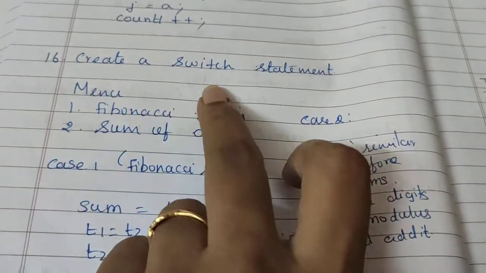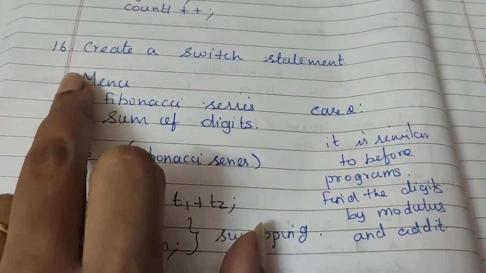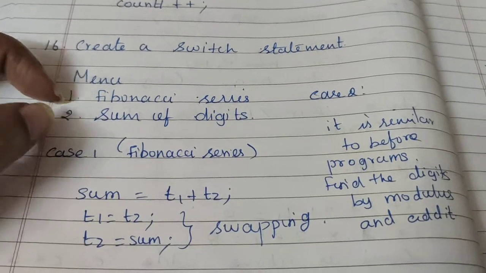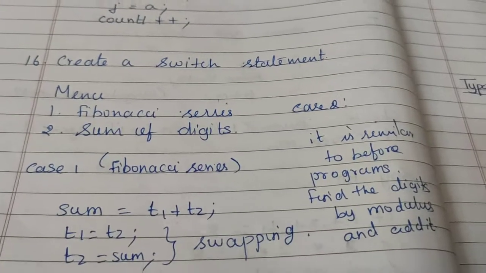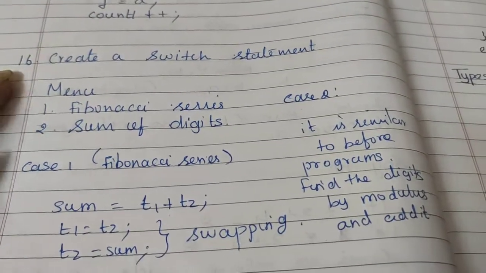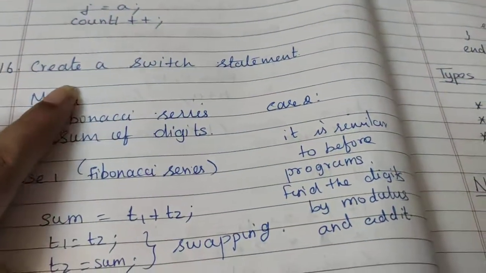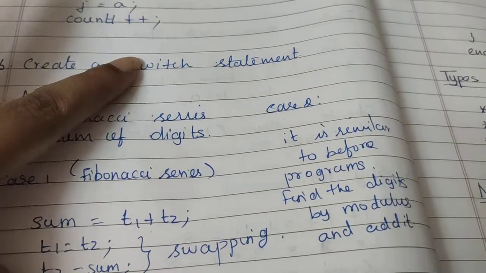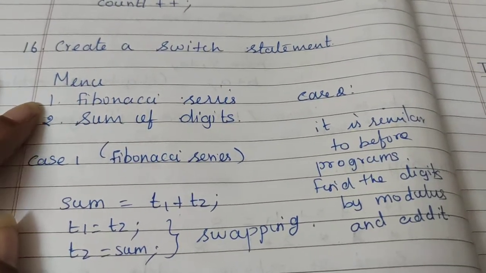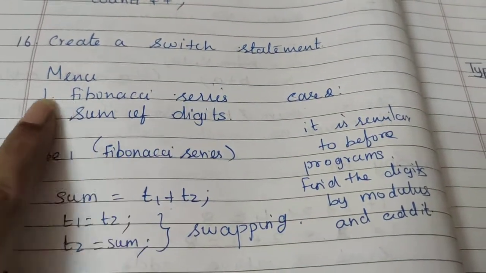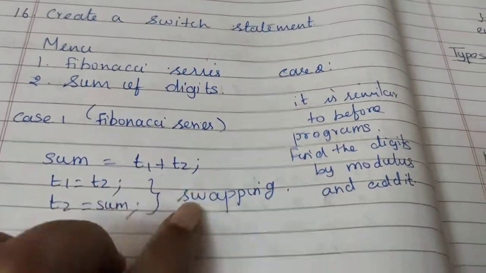That's all. Then create a switch statement. Here you are going to create a switch statement. They have asked you to display the menu, and from this you are going to calculate the Fibonacci series and the sum of digits. So the first thing is you have to display this, and for this you use the switch case statements, because when a menu is given you have to use the switch case only. So if the user enters value 1, that is for the Fibonacci series, that will be given into your switch, and it will go to case 1, Fibonacci series.